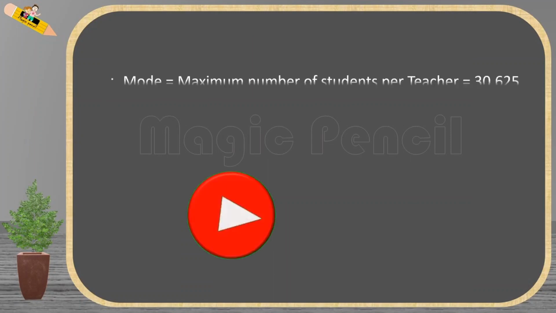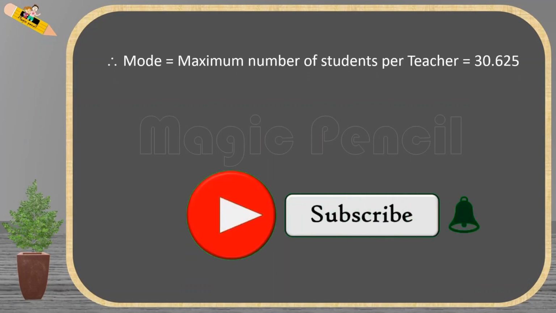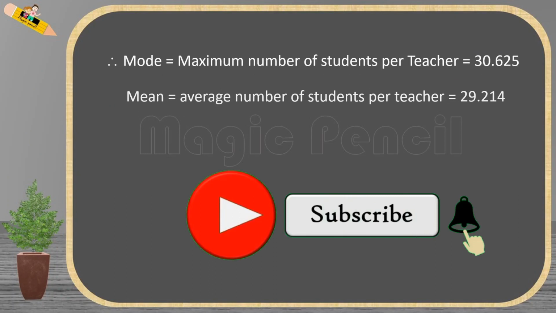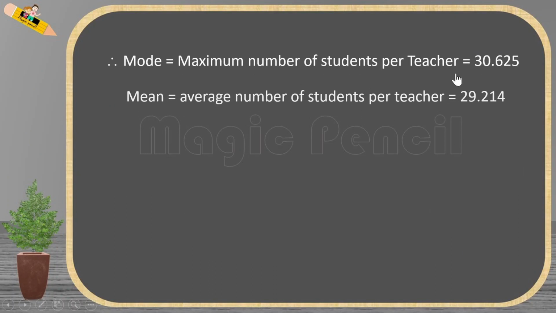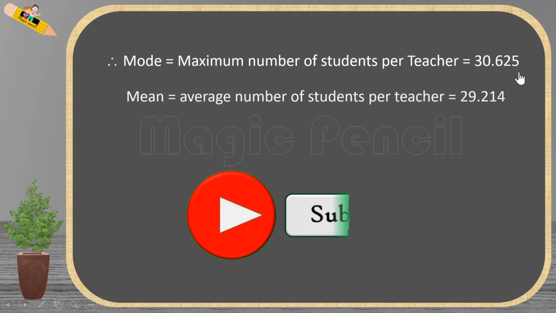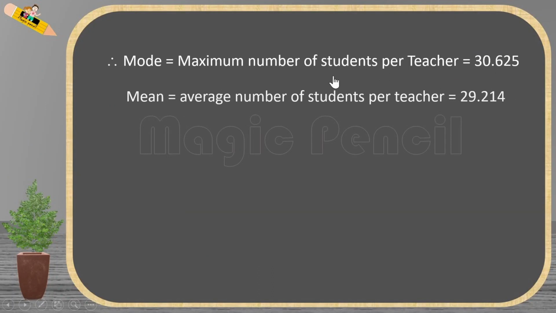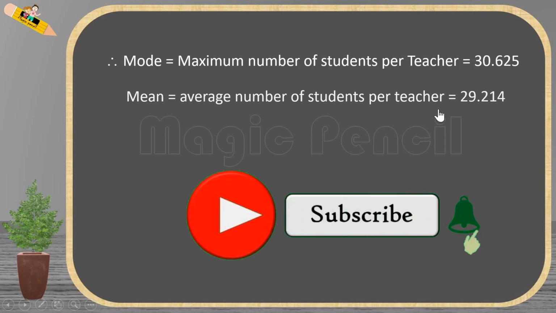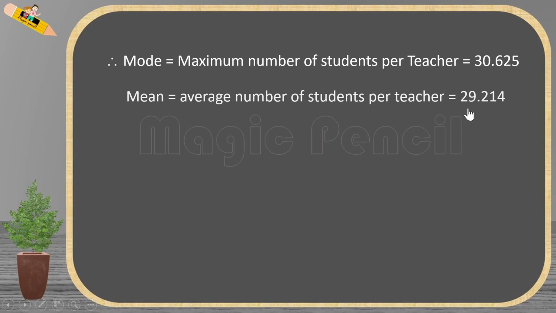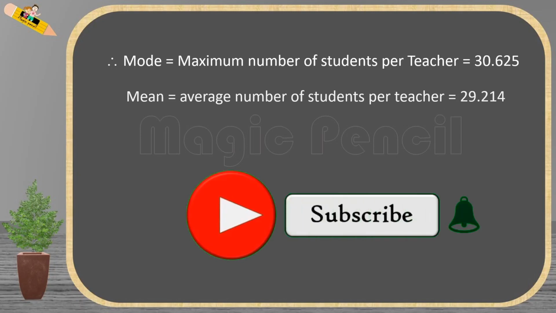Hope you got good clarity on mode and mean calculation. And these are the values. Mode is 30.625, meaning the maximum number of states have a student-teacher ratio of 30.625, whereas the average number of students per teacher is 29.214. So these are the values, and hope you got good clarity.